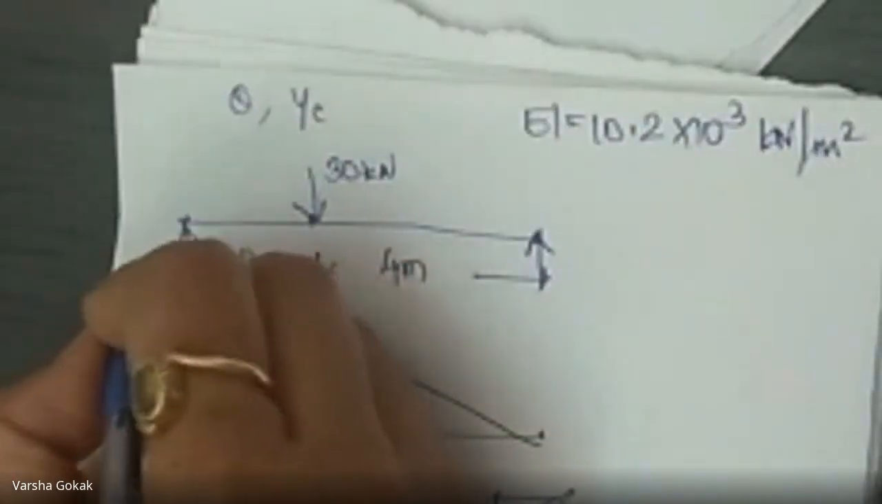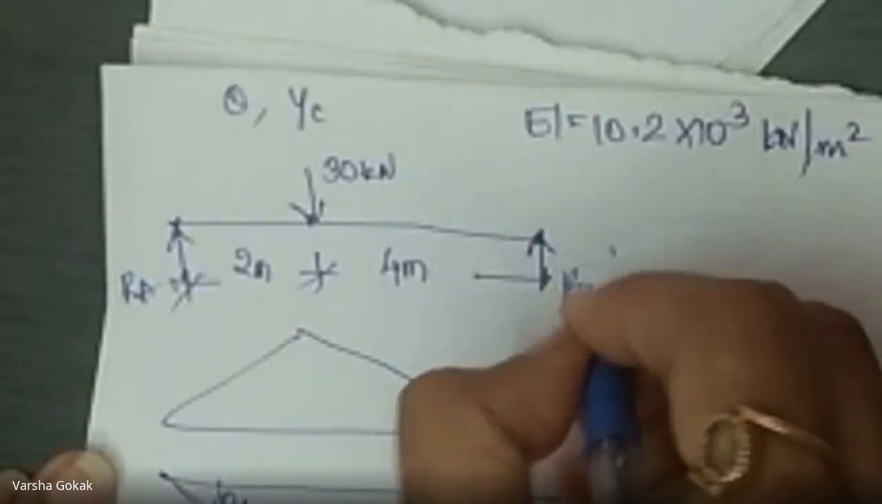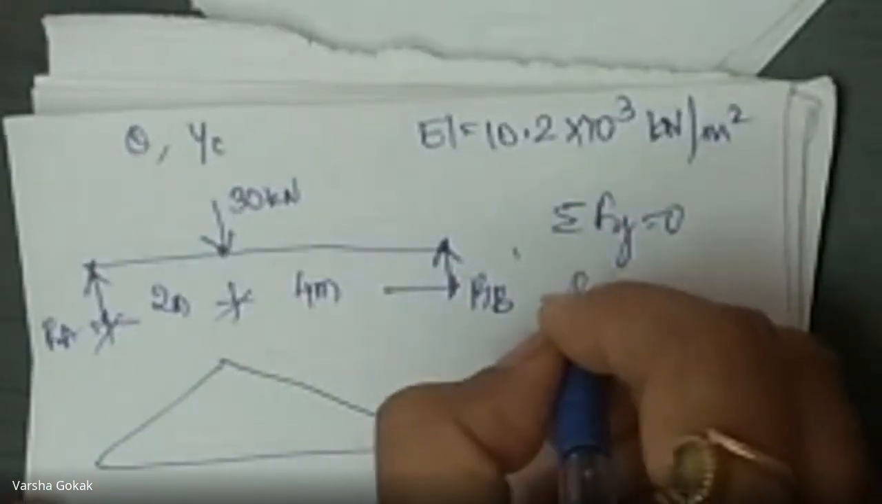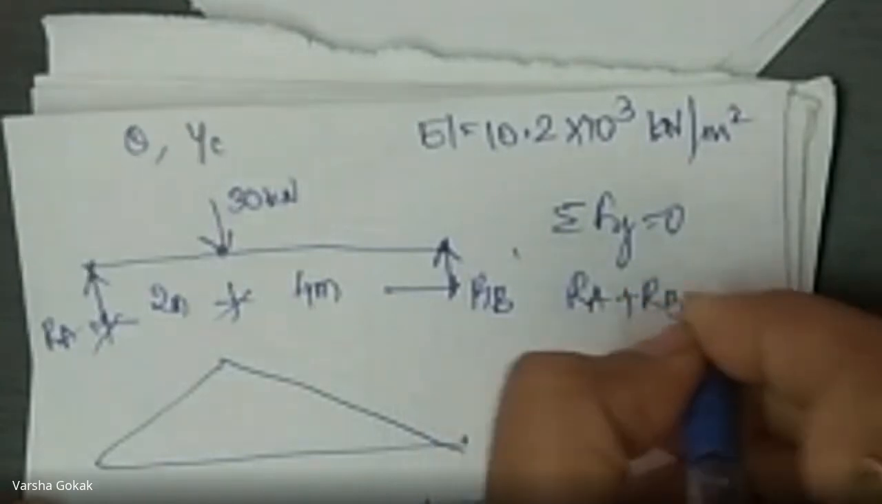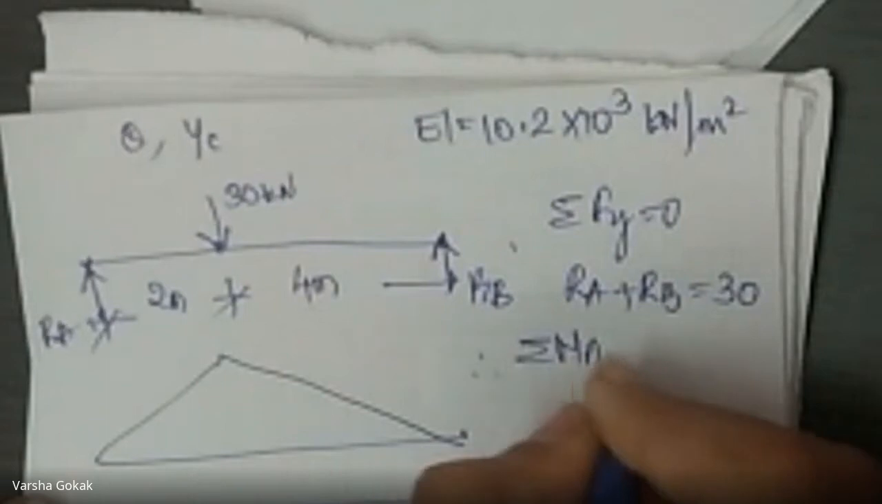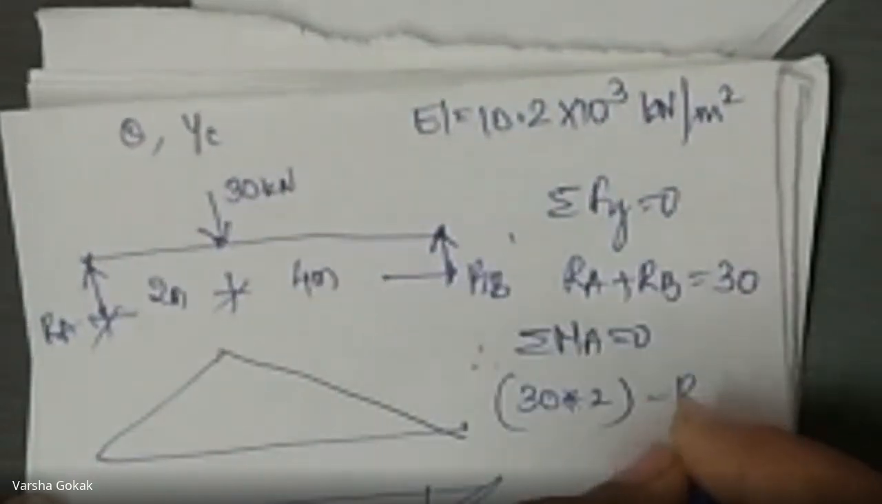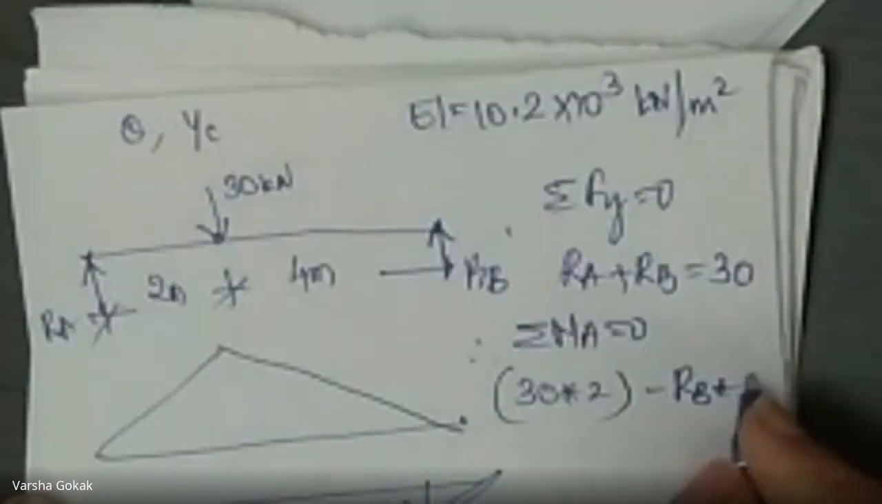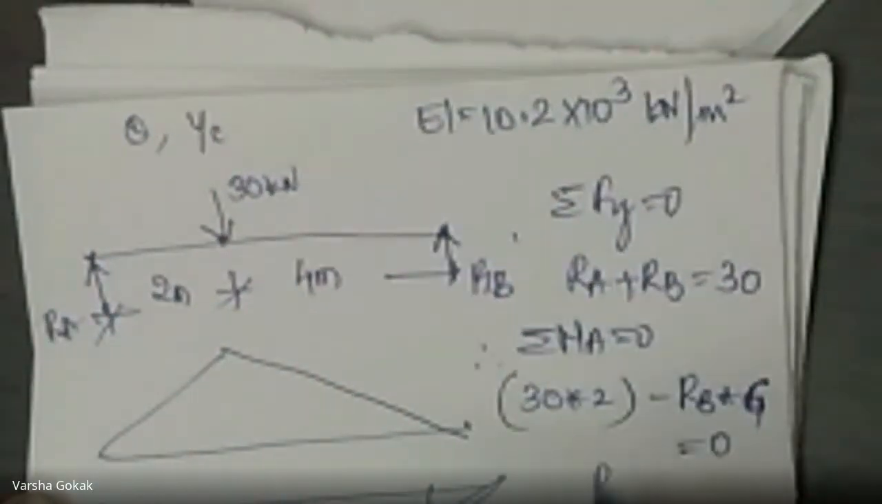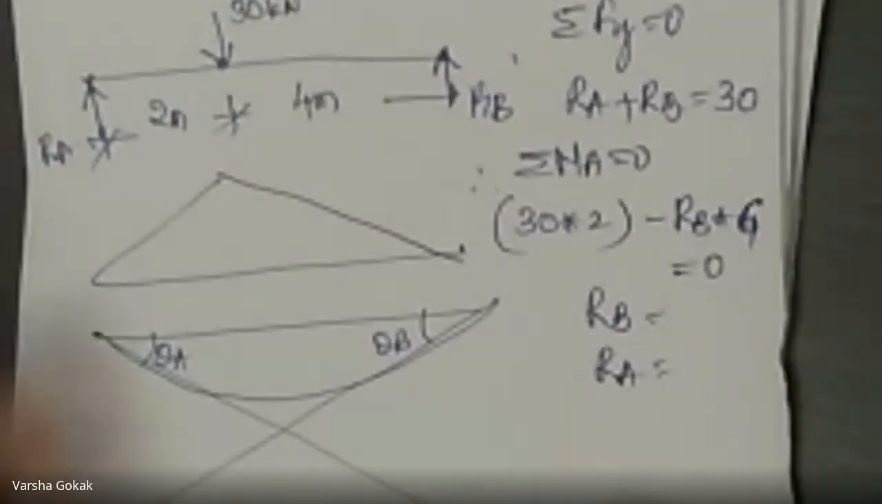For that, I need to find RA and RB. So how do you find RA and RB? Summation Fy equal to 0, that is RA plus RB is going to be equal to 30 here. Therefore, when I take moment at A equal to 0, it is 30 into 2 minus RB into 4. Sorry, how much? RB into 6. 30 into 2 minus RB into 6 is equal to 0. Get the value of RB, substitute here and get the value of RA. Please tell me RB and RA values.